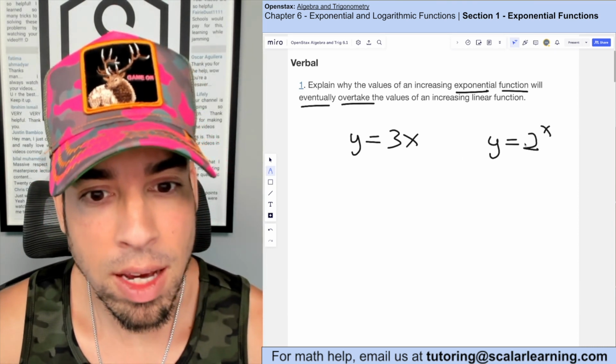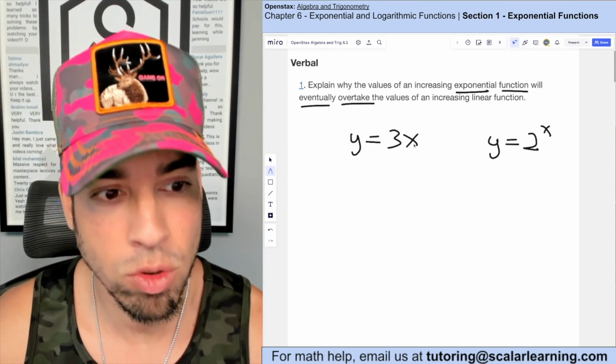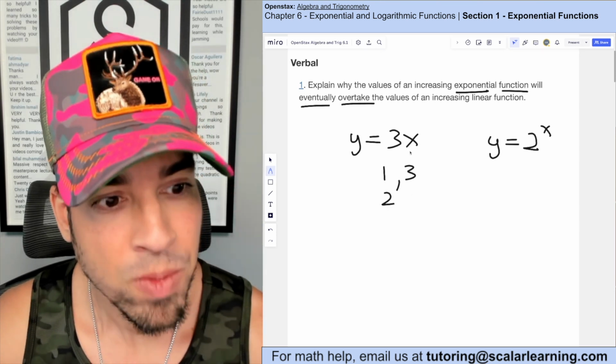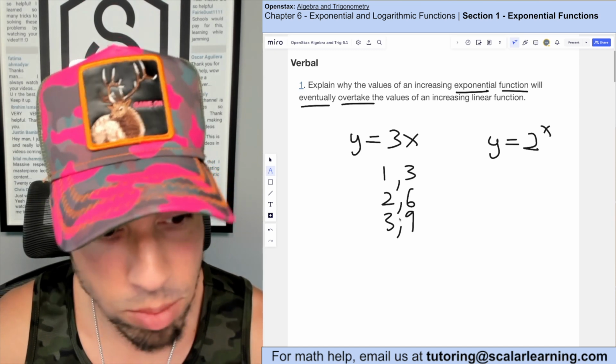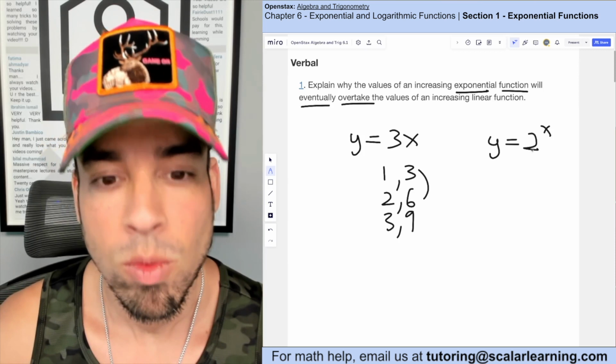So you'll see that what's going to happen as we plug in values of increasing magnitude into x, when we plug in 1, we get 3. When we plug in 2, we get 6, and so on and so forth, right? It's always times 3, so 3, 6, 9, kind of goes up by 3 every time. That's linear. What about exponential?